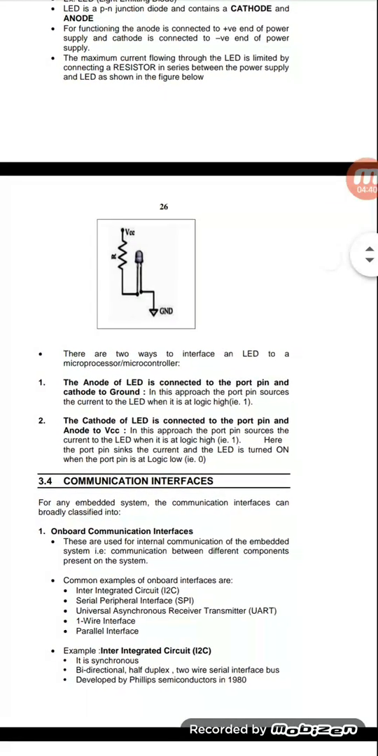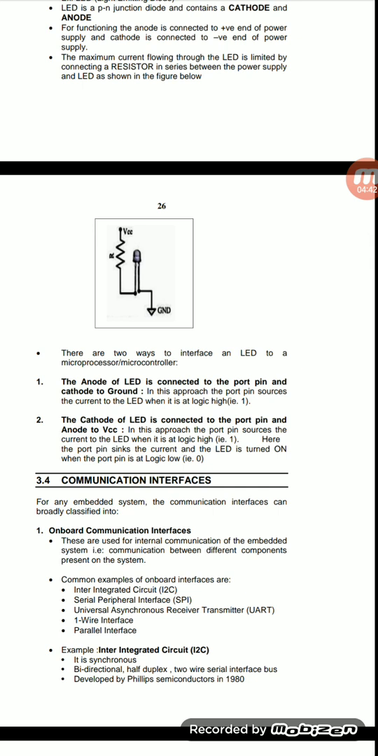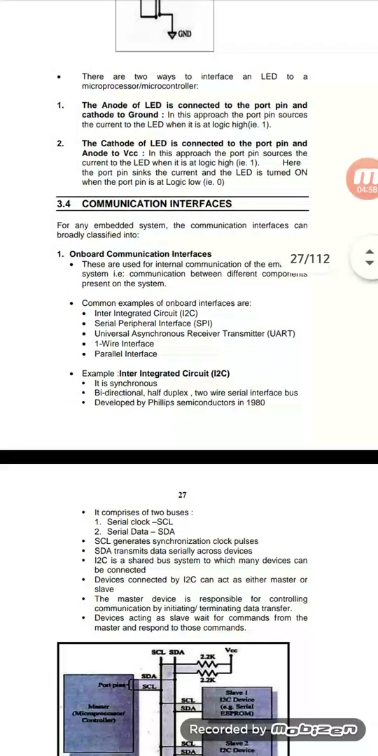Next, for an LED or any output device, we have to interface it with one pin as VCC and the second pin as ground. That is the output device. Next, let us go to communications. I have already discussed some communication topics.